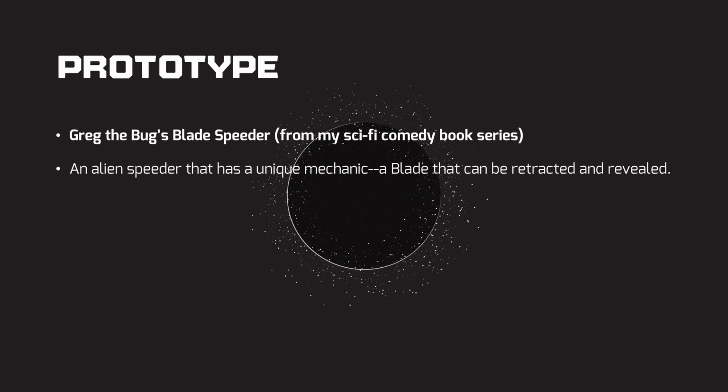a racing speeder, based off Greg the Bug's Blade speeder from my sci-fi comedy book series. Greg the Bug is one of my main characters, and he uses a very unique blade speeder in which he has a blade at the underside of the speeder which can be retracted and revealed. What does that mean? Well, we're going to be seeing what that means in just a little bit.